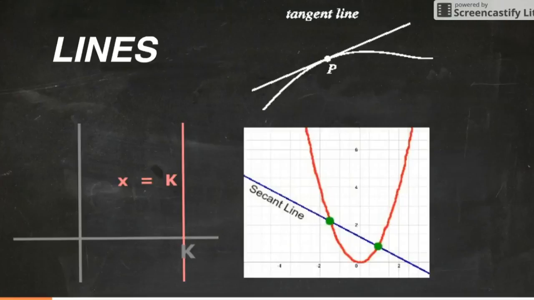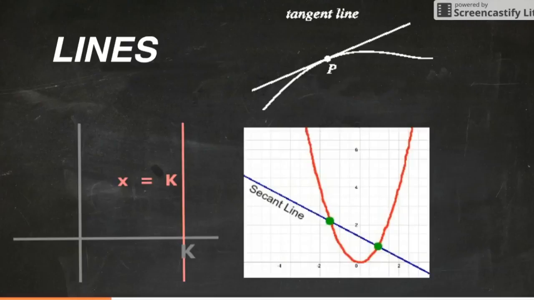First are vertical lines. A vertical line is a line with an undefined slope, running straight up and down, and can be written as x is equal to k. Second are tangent lines. A tangent line is a straight line that touches a function at only one point. Third are secant lines. Secant lines are lines that locally intersect 2 points on a curve.